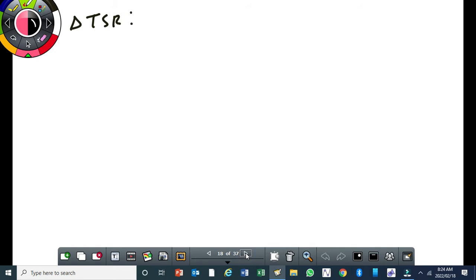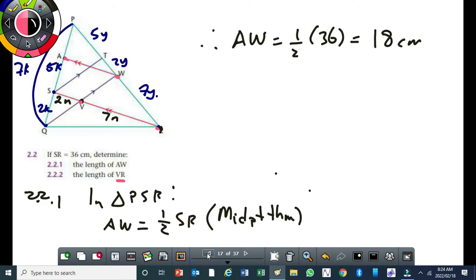So first I identified my triangle TSR. Okay? That's the first thing. Now be aware that since we know the length of TW in terms of Y, the length of WR in terms of Y, it means I can use the coefficients of Y here to determine the lengths of SV and VR in terms of a third constant.